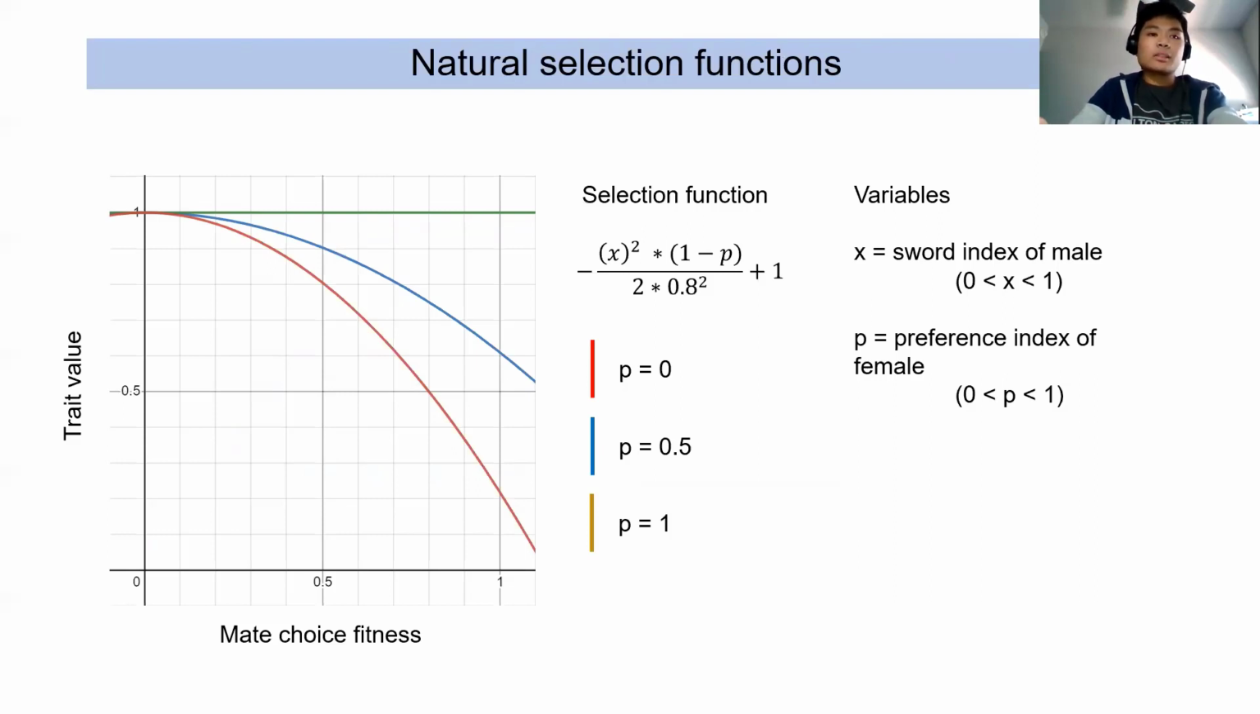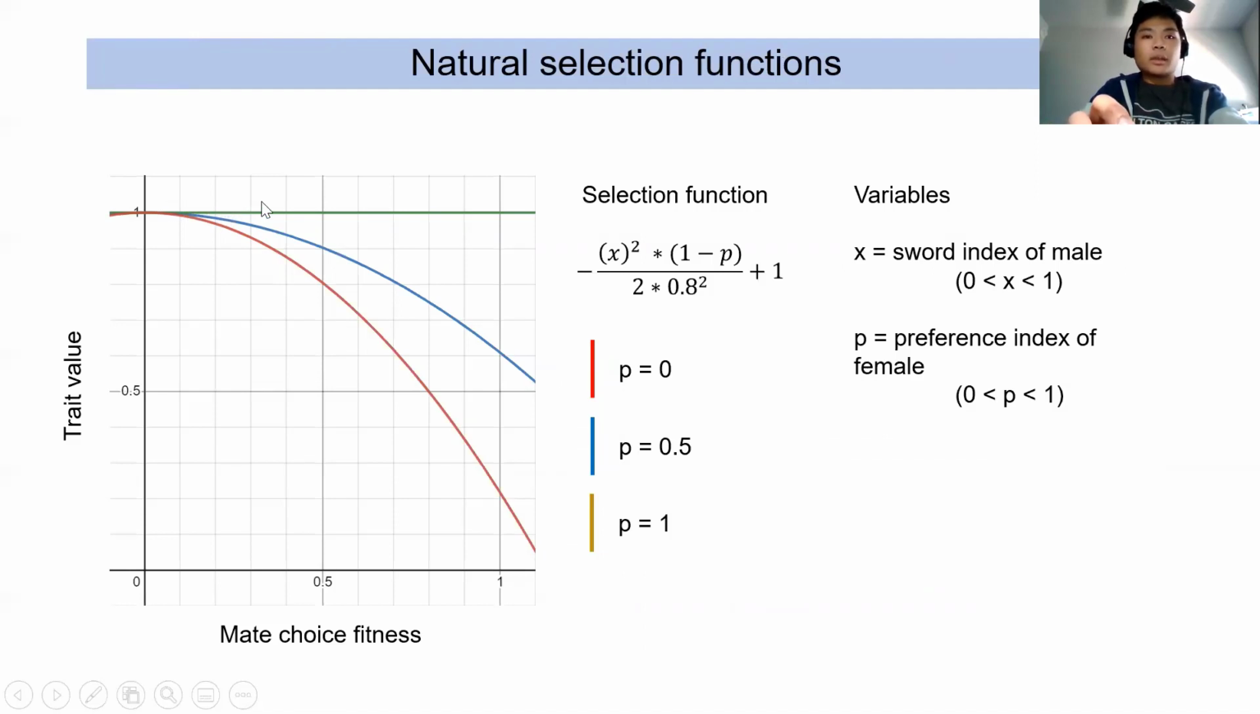In this way, the fitness of a male, with respect to mate choice, is dependent on both his sexually selected trait value and also the preference value of the female which he intends to mate with. Here you can see an example of a selection function which was designed to represent directional selection on our SWORD trait in our model system.